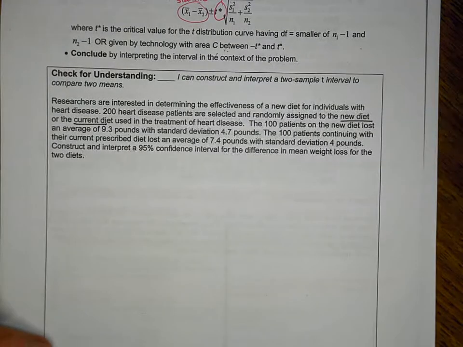The 100 patients on the new diet lost an average of 9.3 pounds with standard deviation of 4.7. The 100 patients continuing with their current prescribed diet lost an average of 7.4 pounds with standard deviation of 4 pounds. Construct and interpret a 95% confidence interval for the mean difference in the mean weight loss for the two diets. So we've got diet 1 and diet 2.